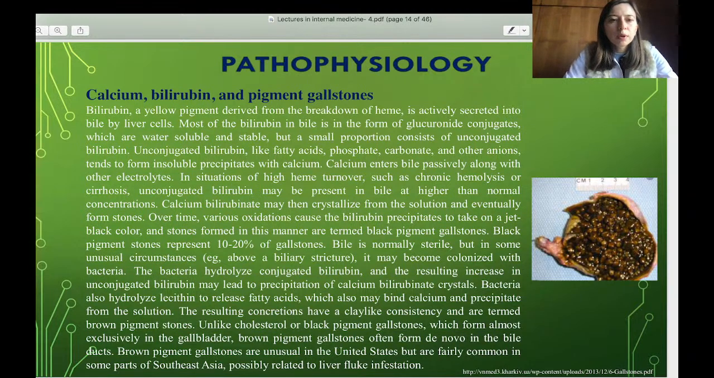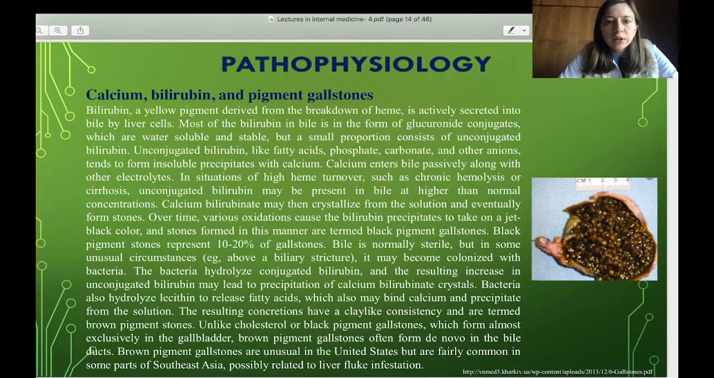Calcium bilirubinate may then crystallize from the solution and eventually form stones. Over time, various oxidation reactions cause the bilirubin precipitate to take on a jet-black color, and stones formed in this manner are termed black pigment gallstones. Black pigment stones represent 10–20% of gallstones.